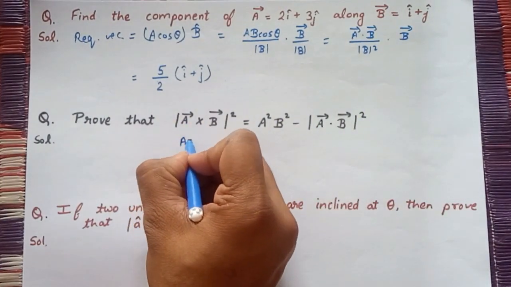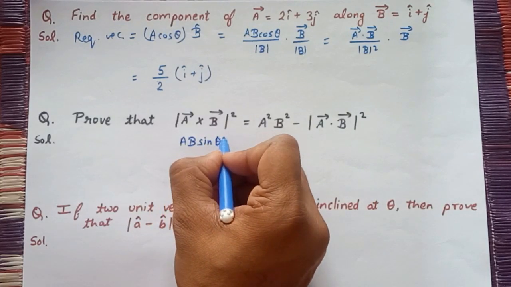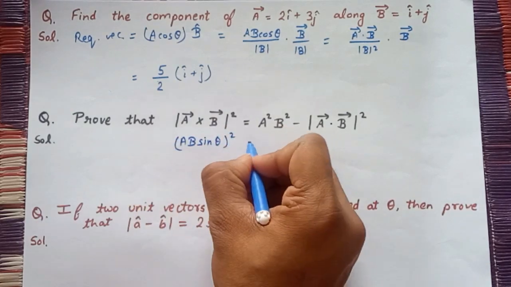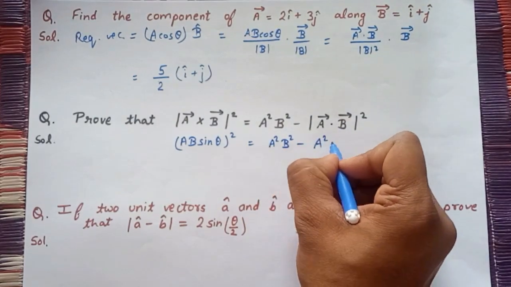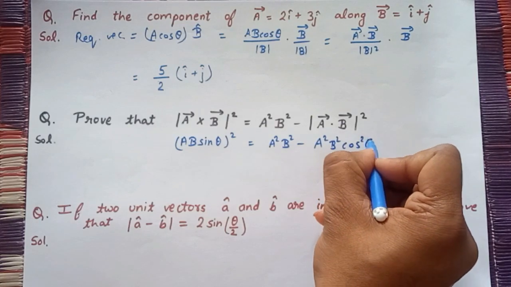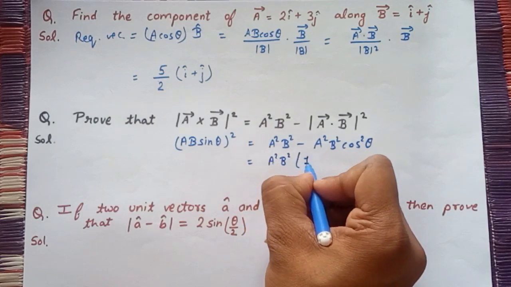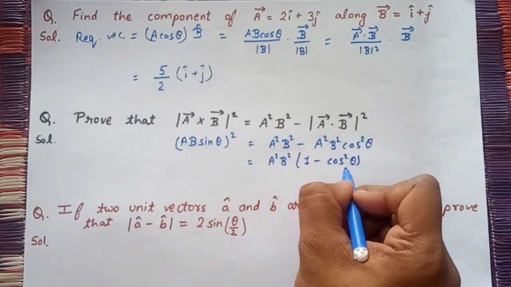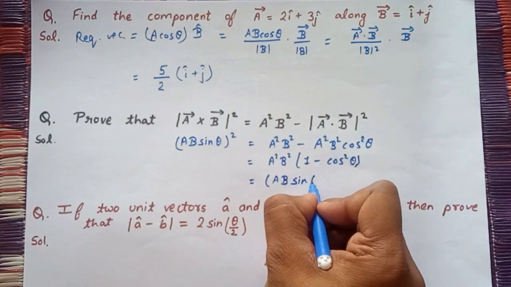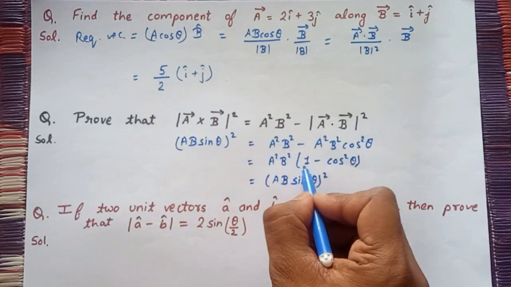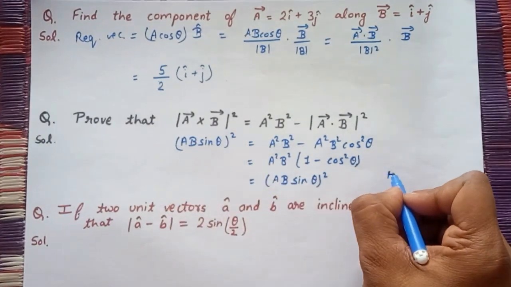Now our next question is, prove this one. What is this? This is ab sin theta whole square. And what is this? This is a square b square, and this one is a square b square cos square theta. Taking a square b square common, we will get 1 minus cos square theta, which is equal to sin square theta. So I can write it as ab sin theta whole square, because it is a square b square and this one is sin square theta, which is equal to this. Hence proved.